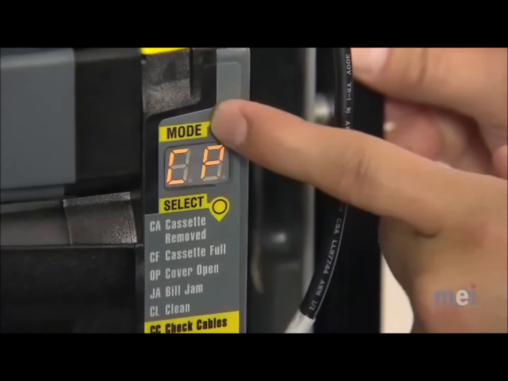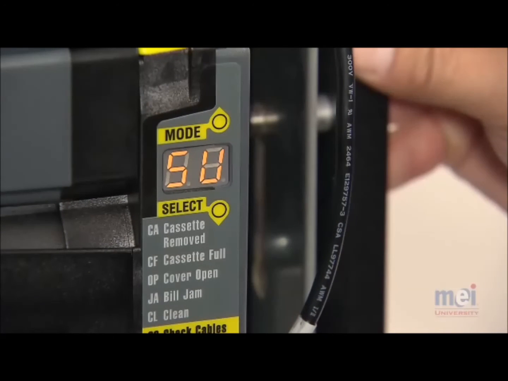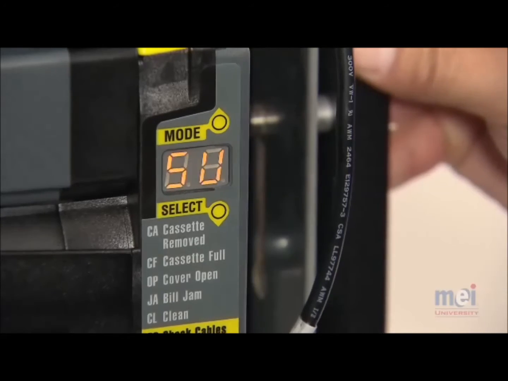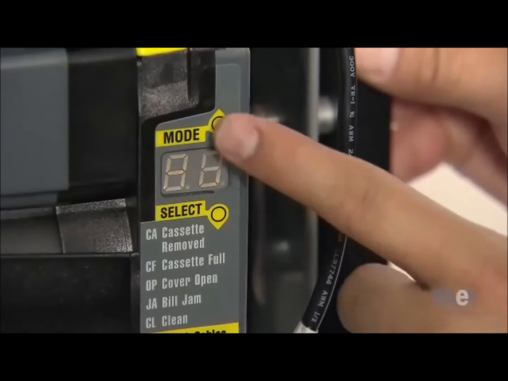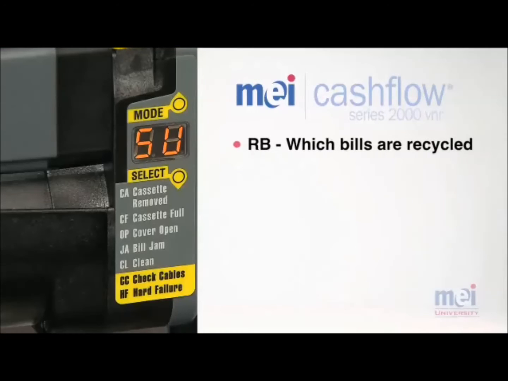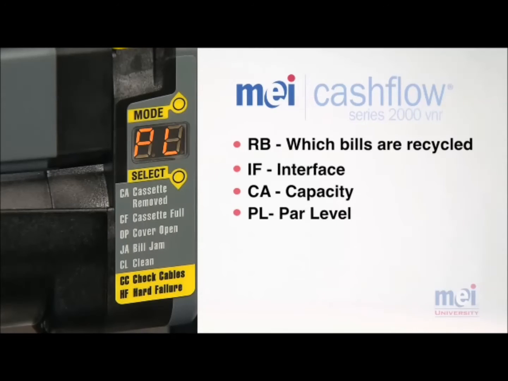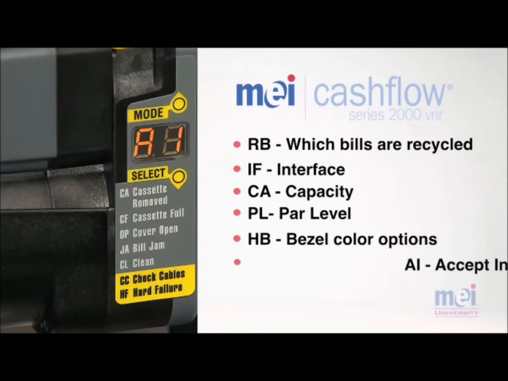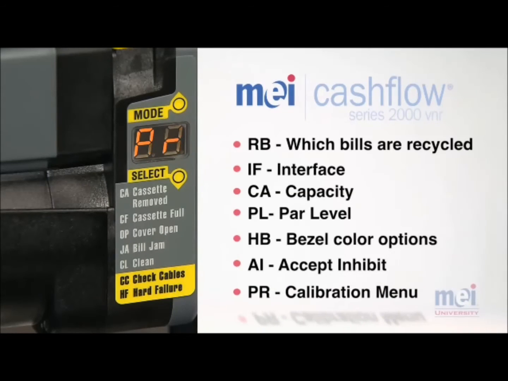If you press and release the Mode button, you will scroll through the same menu as before. However, after the CP, you will now see an SU. This is the Setup section and is only accessible in this menu. This menu option is where operators or technicians may change which bills are being recycled, or RB, the interface level or type, or IF, the capacity of the recycler, or CA, the par level, or PL, the color scheme of the high visibility bezel, or HB, the accept inhibit option, or AI, and finally the calibration menu, or PR.